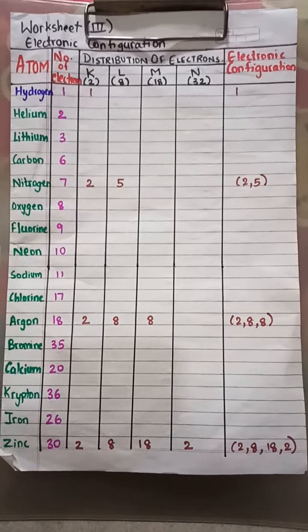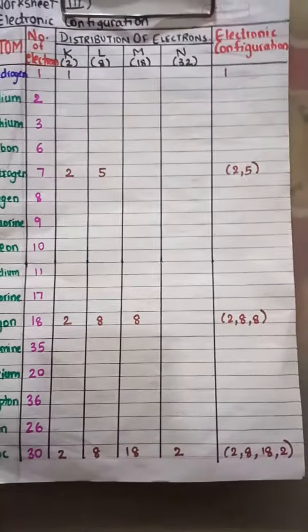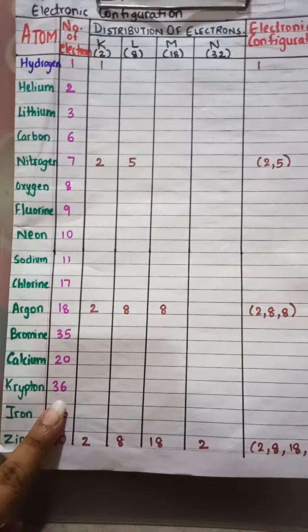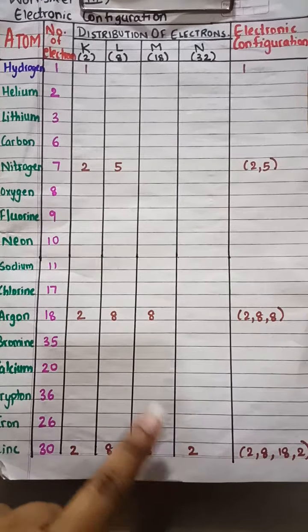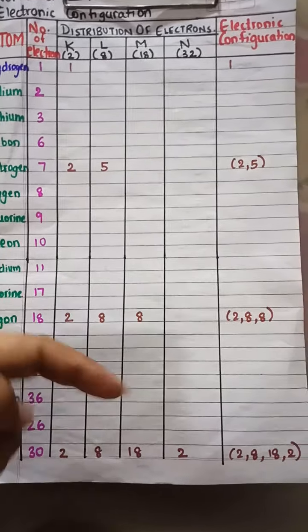In your worksheet, you can see that there are atoms whose names are written. The number of electrons is already written. What you have to do is distribute these electrons. I have solved many over here. You all have to solve the rest.